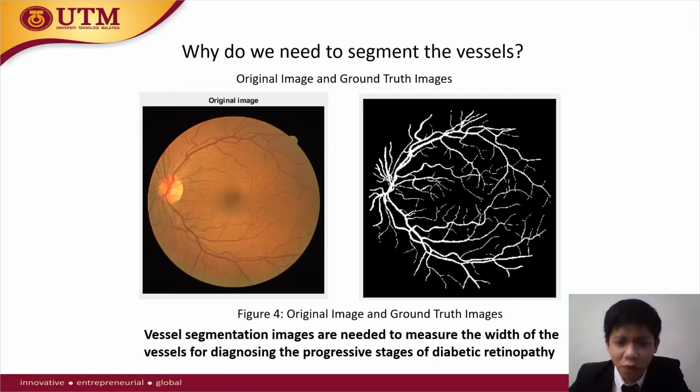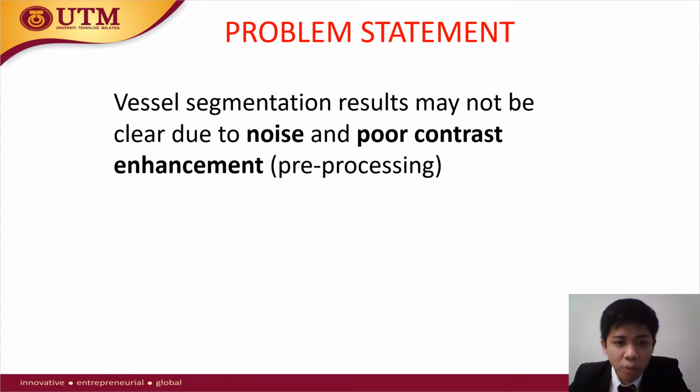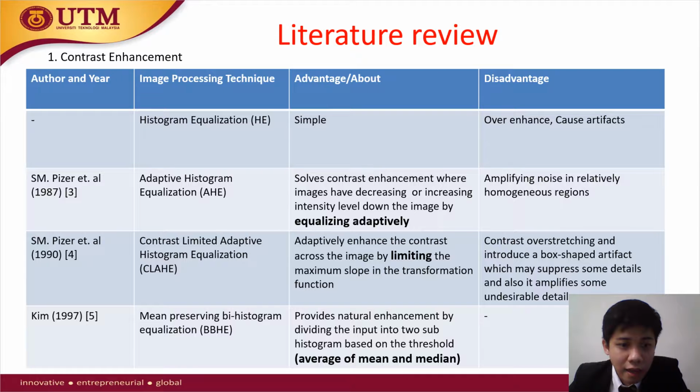The question is, why do we need to segment the vessels? It is important because the vessel diameter can be measured for diagnosis by the ophthalmologist to monitor the progressive stages of diabetic retinopathy. What's the problem? The problem lies in the pre-processing of images. There is noise and the contrast enhancement is poor.